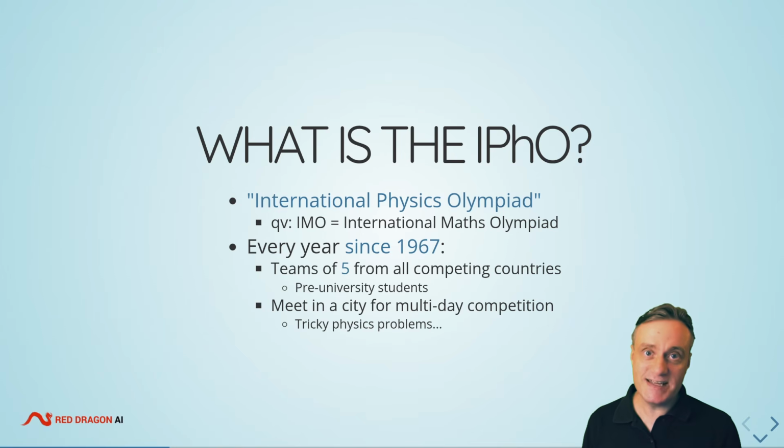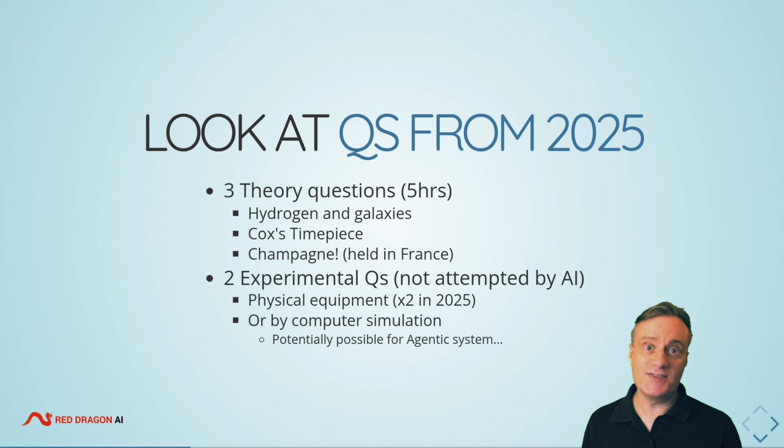This is the International Physics Olympiad, which is similar in spirit to the International Maths Olympiad. It has taken place every year since 1967, and each country participating sends 5 of their high school physicists to a central place where everyone competes in the main exam. So we're going to have a quick look at the 3 theory questions, and the people were given 5 hours to answer these 3 questions.